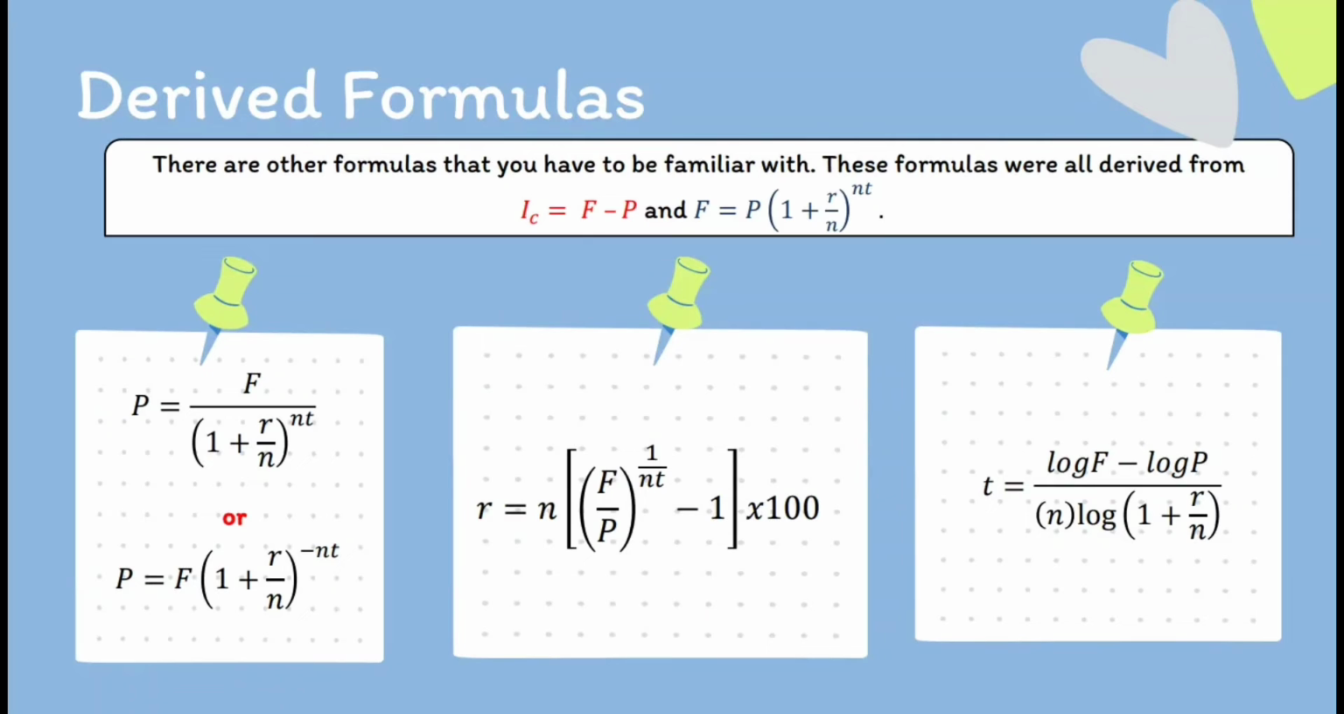If we are solving for the rate, we should use the formula where r, or rate, is equal to n multiplied by the quantity (F over P) raised to 1 over n times t, minus 1, multiplied by 100. If we are solving for the time, we should use the formula where t, or time, is equal to log F minus log P over n multiplied by log of 1 plus rate over n.